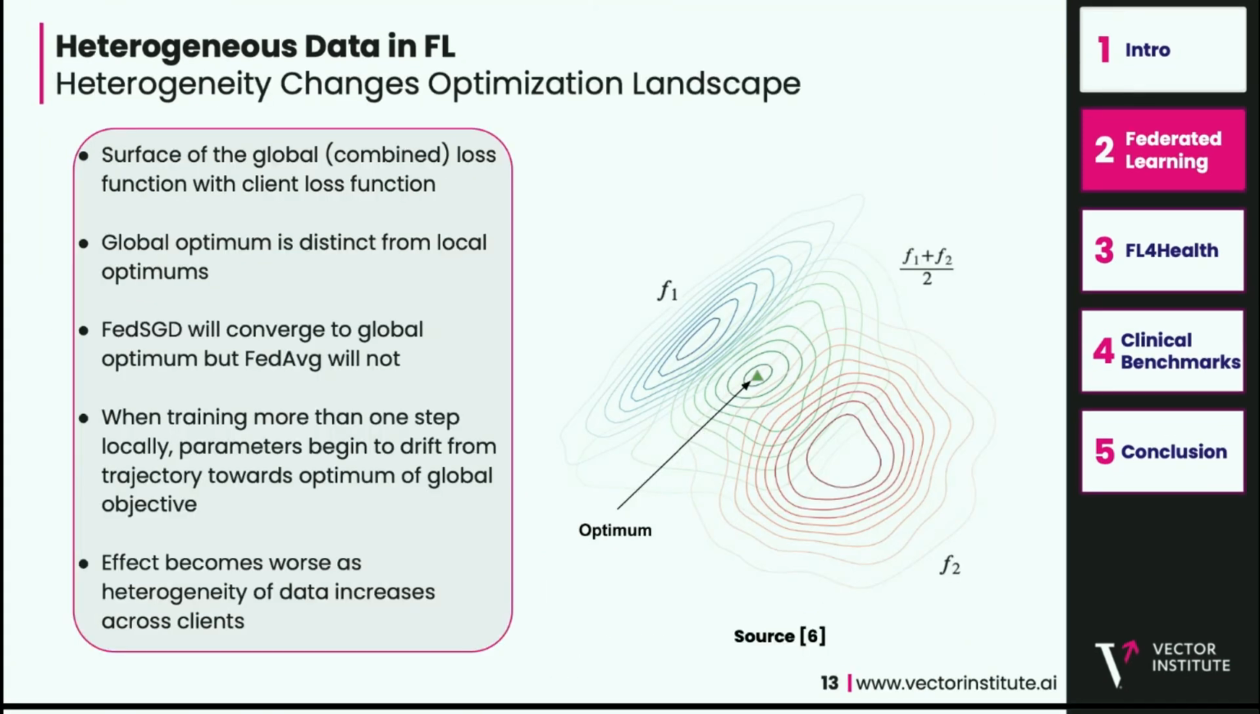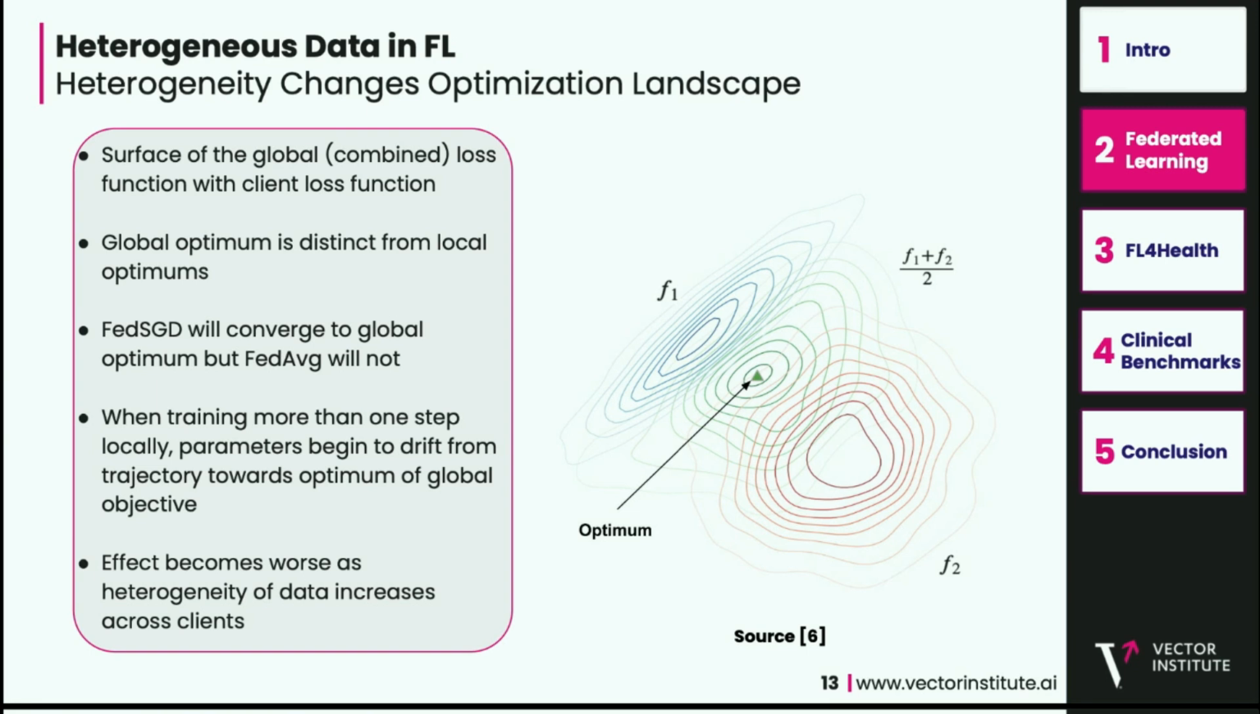So why does heterogeneous data matter? It actually matters because it changes the optimization landscape. If you take a look at the right panel, which is a really simplified convex setting where we're looking at the surface of the loss functions, F1 and F2 are the client loss functions, and then we have the combined loss function, (F1 + F2) / 2. And you could see that the optimum of the client loss functions and the global loss function are actually distinct.